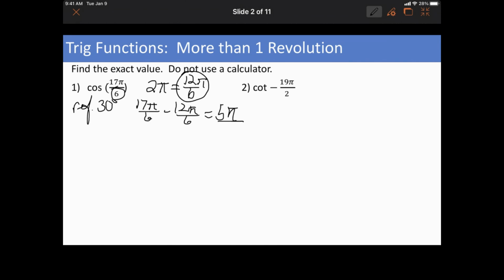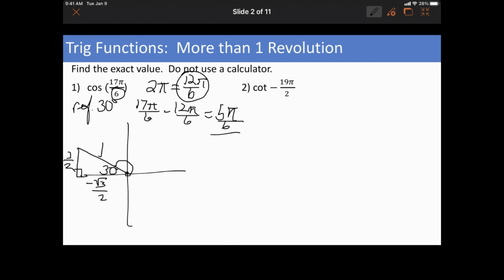5 pi over 6. So I'd say I have one full rotation, and that rotation doesn't really matter to find the value. What matters is at the end. So I have until 5 pi over 6, so it's going to fall in the second quadrant. So you do exactly the same thing as if it was just one revolution, but if it's more than one revolution, you just do the full rotation and then see where it ends. Once you figure out what quadrant it falls in, then you do the regular thing.